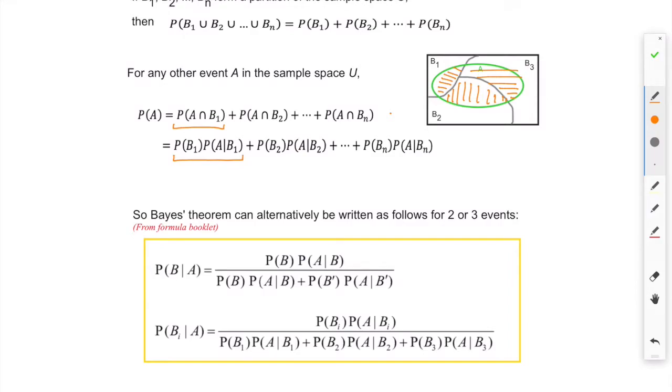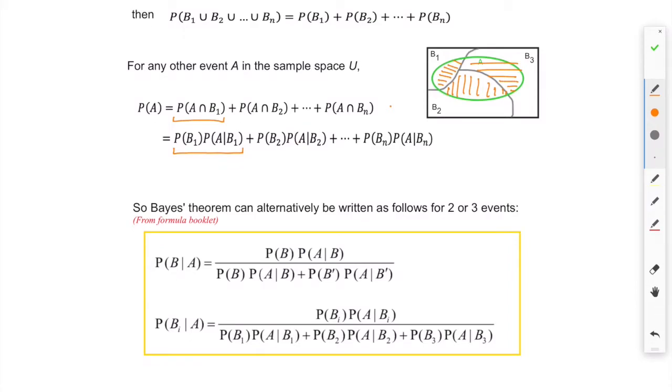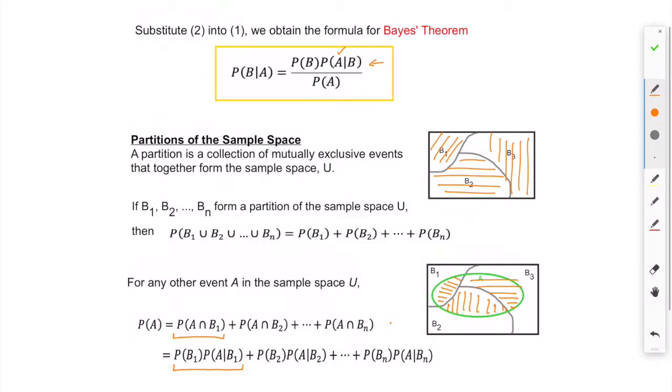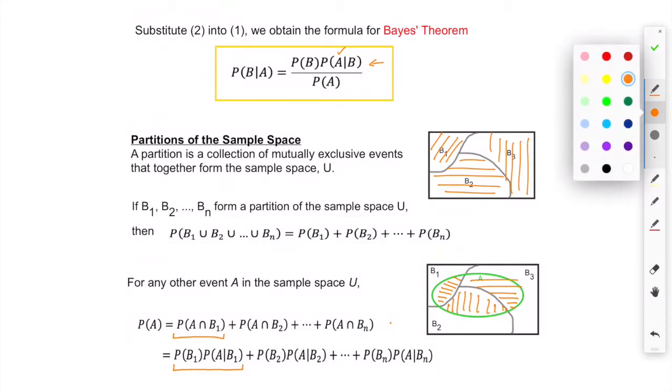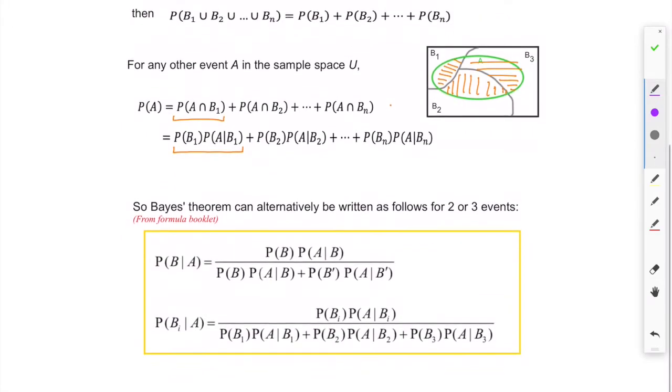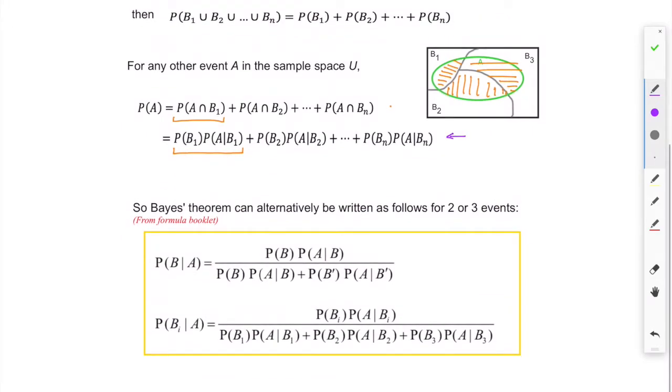Why is this useful? Because now we have a generalized formula that we can use in the denominator of Bayes' theorem. If I need to break down further that P of A as a restricted sample space, I can use this particular line here to help me calculate my conditional probability.